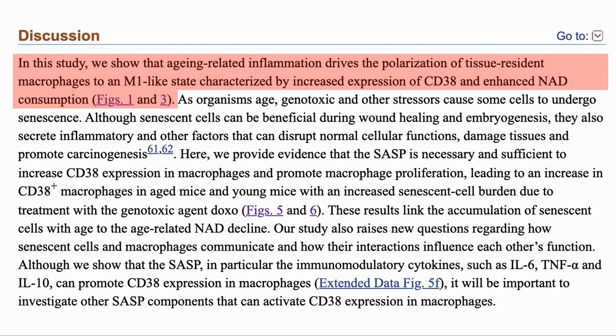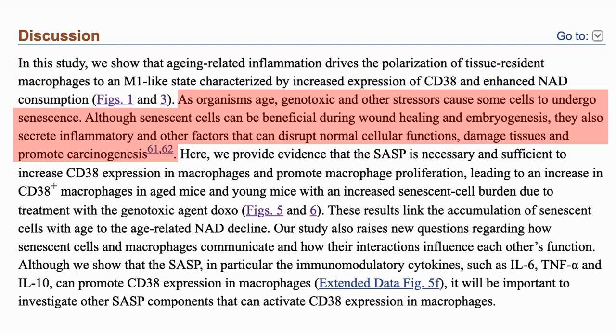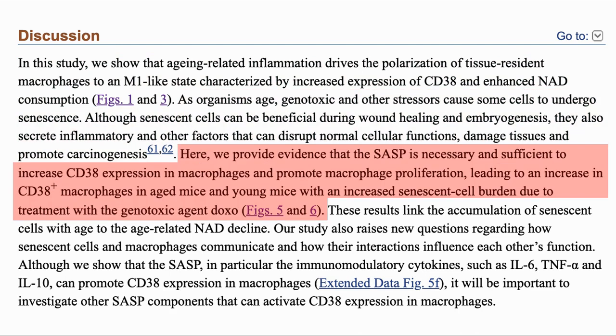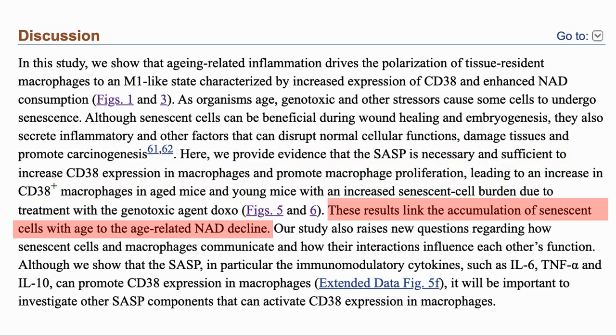In the discussion, the authors sum up: the age-related inflammation drives the polarization of macrophages to an M1 state, characterized by increased expression of CD38. Note, polarization is the process where macrophages become an M1 or an M2 that we spoke about earlier. Cells undergo senescence because of stresses. They show that SASP from senescent cells on its own can increase the expression of CD38 in macrophages and promote further macrophage proliferation. They saw this in older mice and those who had prematurely had senescent cells.